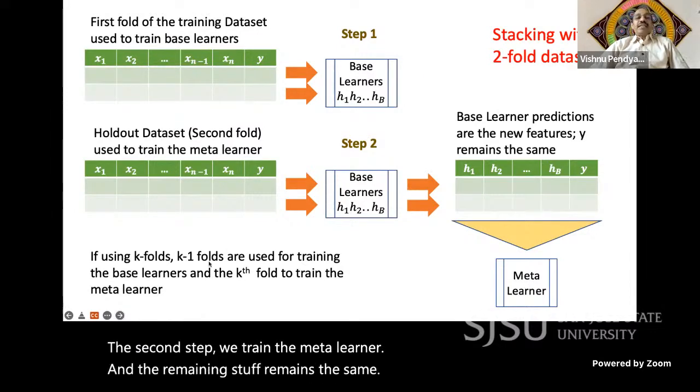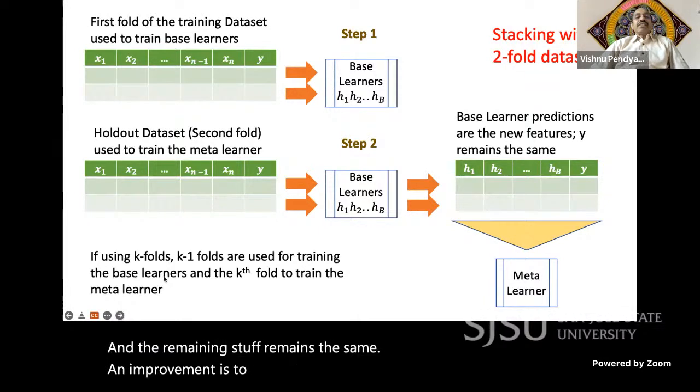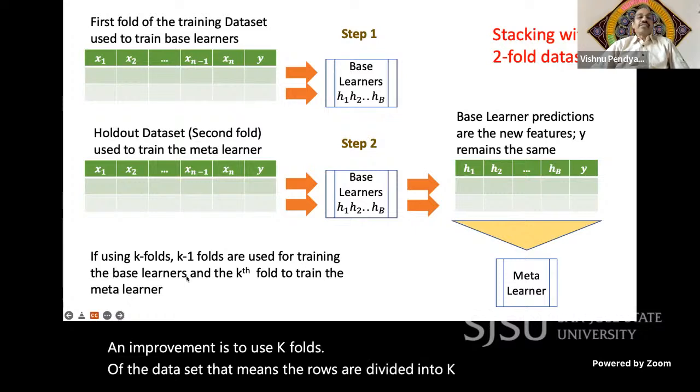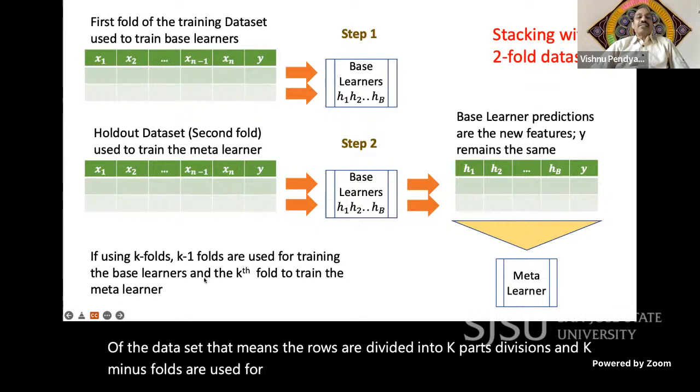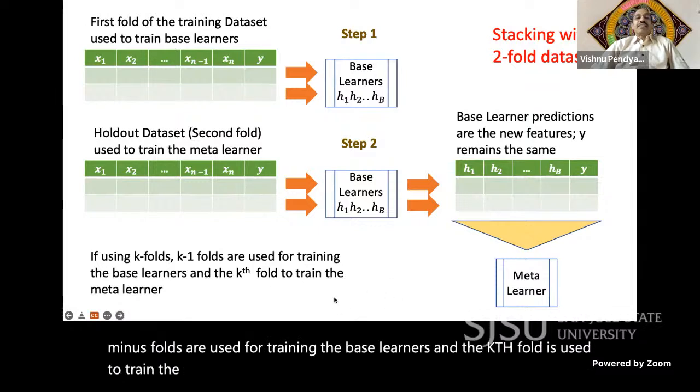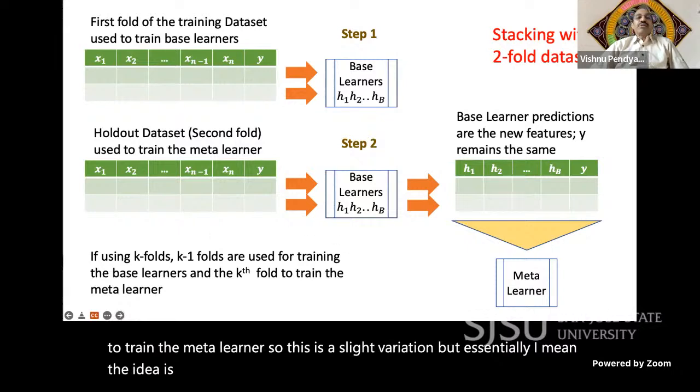Now, an improvement is to use k folds of the data set. That means the rows are divided into k parts, and k minus 1 folds are used for training the base learners, and the kth fold is used to train the meta learner. So this is a slight variation. But essentially the idea is to not overfit, to reduce the overfitting as much as possible. That is the idea of these k folds.